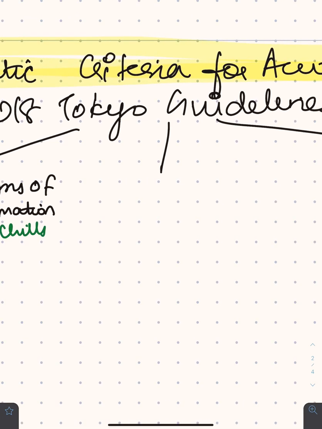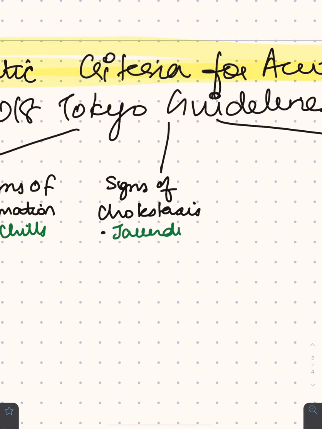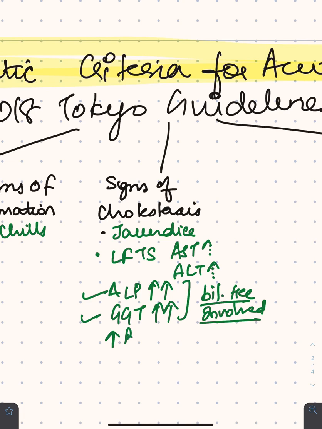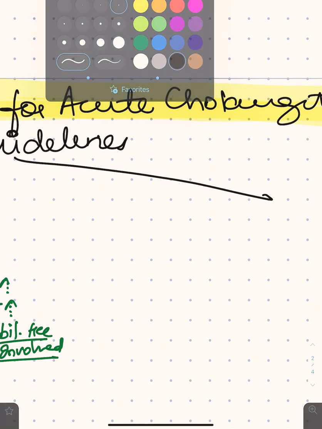Then second is signs of cholestasis, like jaundice. LFTs, AST, ALT are mildly raised. Alkaline phosphatase is increased, gamma glutamyl transferase is increased because the biliary tree is involved. When the biliary tree gets inflamed, these are the markers to look for. Bilirubin is also raised. Why? Because there is jaundice. So all these point towards what? They point towards cholestasis.